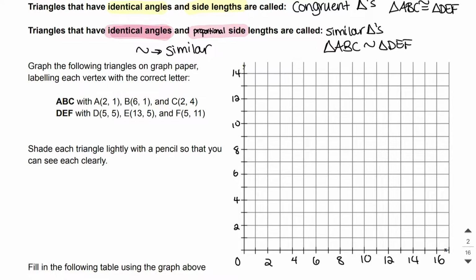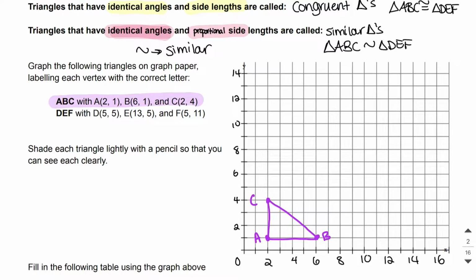And I'm going to draw out triangle ABC with one color. So A is at (2, 1). So here's A. B is at (6, 1). And C is at (2, 4). So we'll call this A, B, C. Here's my triangle right here.